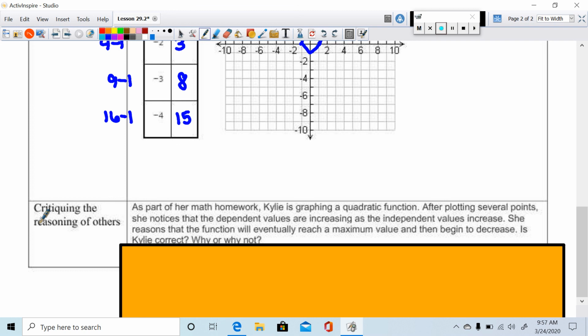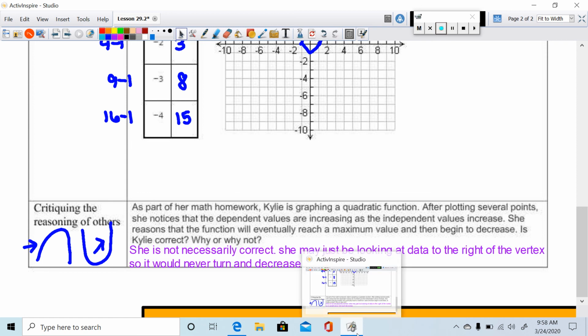Well, it really depends on your situation, because if she's looking at the left-hand side, those would be increasing until you get to the vertex. But if she's looking at the right-hand side, they don't start increasing until after the vertex. So she might eventually reach a maximum value, but in this case, it would be a minimum value. So she's not necessarily correct. She could be a little bit correct, but not totally. She may be just looking at data to the right of the vertex, so it would never turn and decrease.